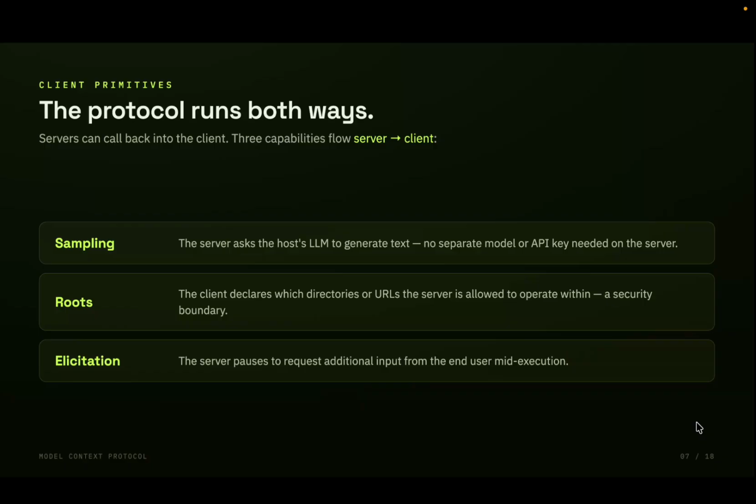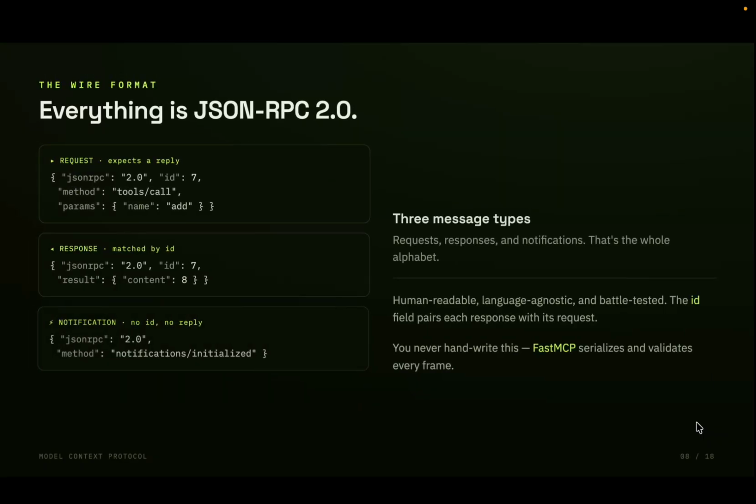MCP is bidirectional. The client also exposes primitives the server can call back into. Sampling lets a server ask the host's LLM to generate a completion. Routes tell the server which directories or URLs it's allowed to operate on. Elicitation lets the server pause and ask the end user for input mid-task. These callbacks make servers far more powerful.